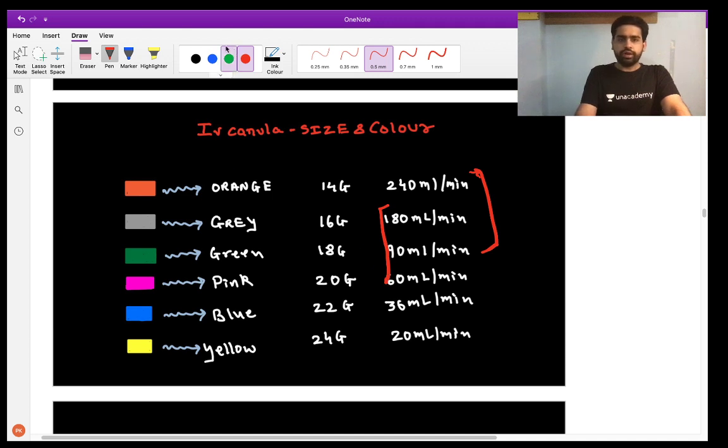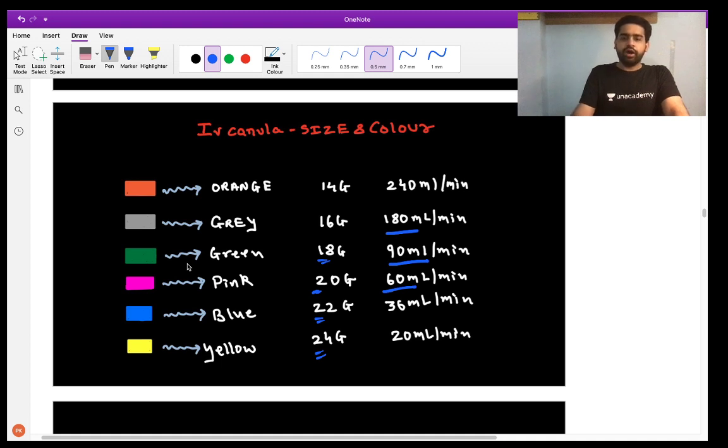Let us have a look at this. Orange is fine; if you remember, that's fine, and if you don't remember, that is completely fine. Gray is 16 gauge, green is 18 gauge, pink is 20 gauge, blue is 22 gauge, yellow is 24 gauge. What is the flow rate? For gray, it is 180 ml per minute. For green, it is 90 ml per minute, and for pink, it is 60 ml per minute. At least these three you should remember. You must have gone through this so many times, I'm just putting it again on the slide so that you can revise.